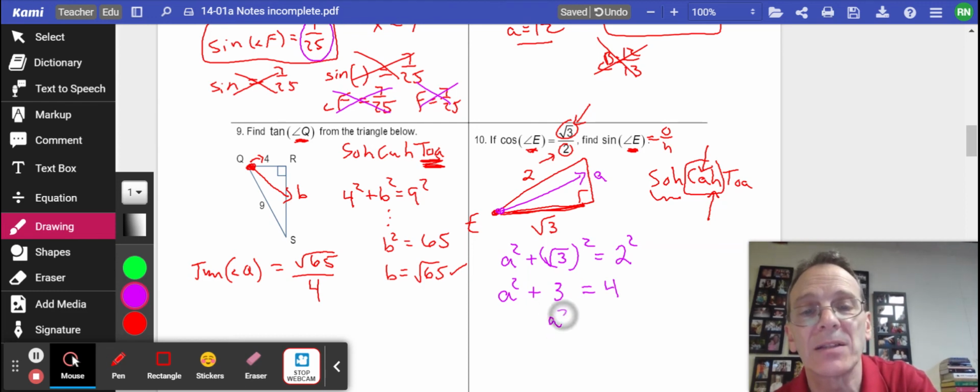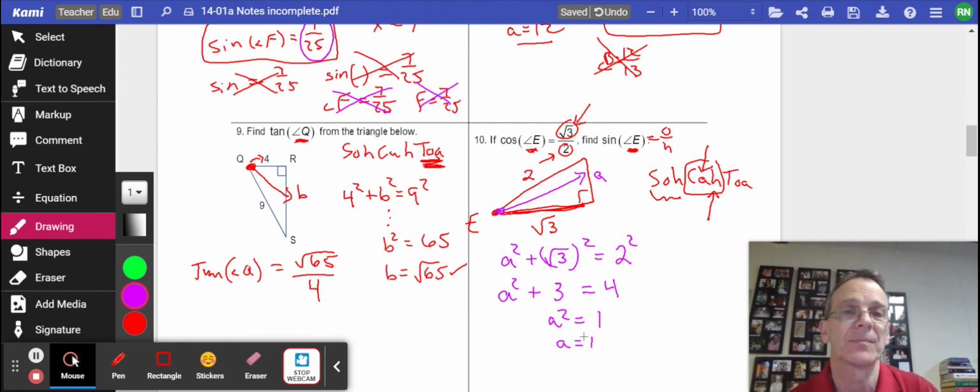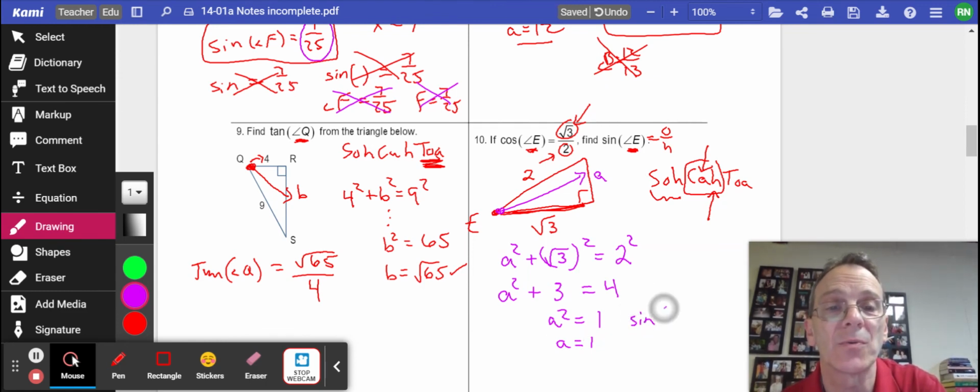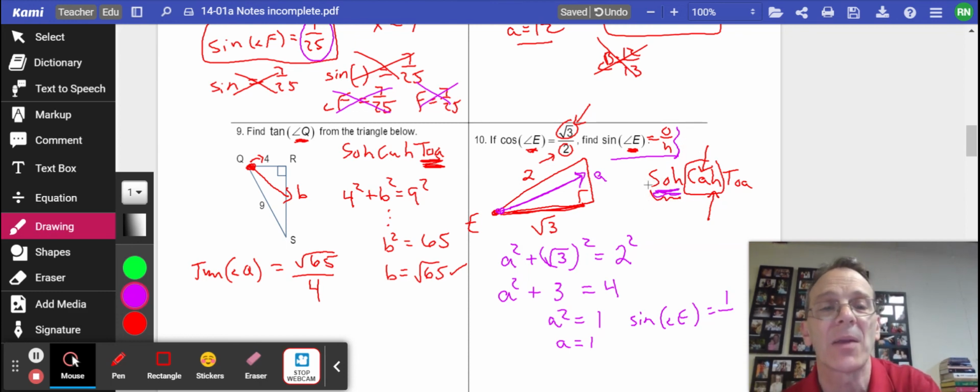A squared plus 3 is equal to 4. Subtract 3 from both sides. A squared is equal to 1. Square root of both sides. A is equal to 1. Now we can answer the question, which is what was the value of the sine of angle E? It was the opposite, which we just found. The opposite is 1 divided by the hypotenuse. Sine is opposite divided by hypotenuse. That's what SOHCAHTOA helps us remember. The hypotenuse is 2. Okay, there's the answer to that question.